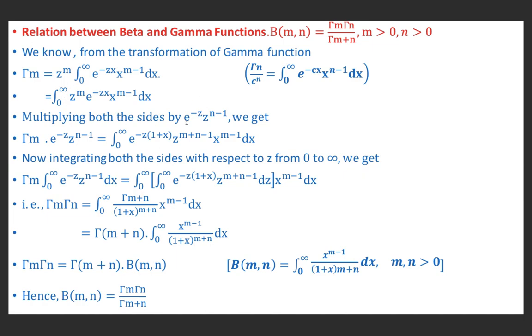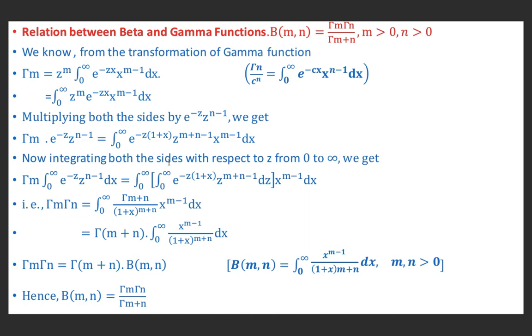So e raised to power minus z, and this is e raised to power minus zx. So it will be e raised to power minus z into 1 plus x. Here it is z raised to power m, here it is z raised to power n minus 1. So z raised to power m plus n minus 1. And this third term, x raised to power m minus 1 dx. So I have multiplied both sides by e raised to power minus z, z raised to power n minus 1.